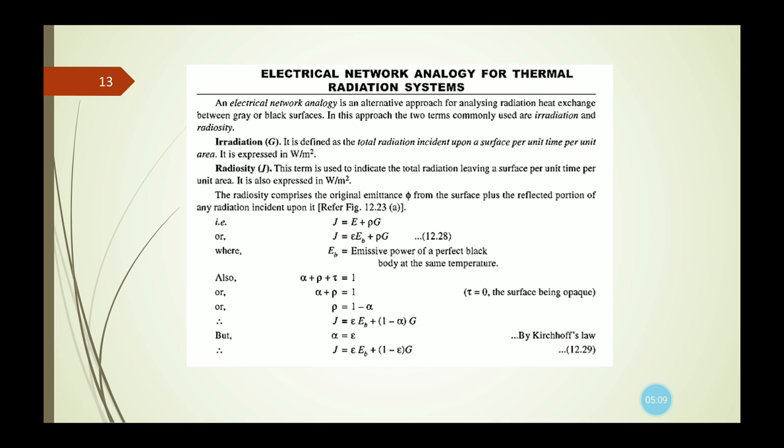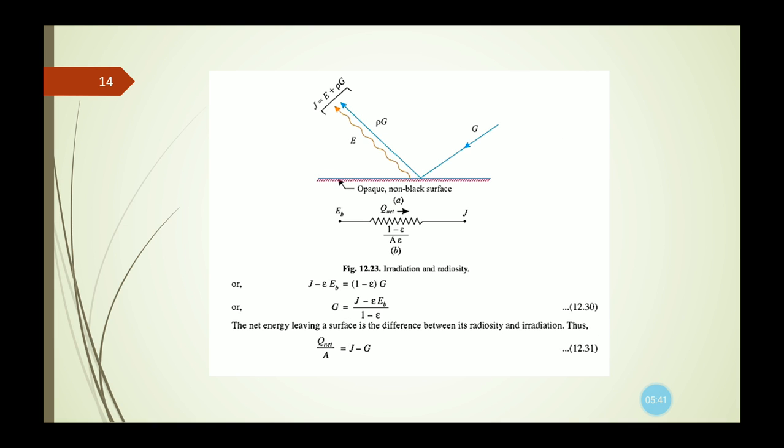Now if we apply Kirchhoff's law, which states that absorptivity equals emissivity, and put the emissivity in place of absorptivity here, then the representation of radiosity is J equals epsilon E_b plus (1 minus epsilon) into G. Here you can see the diagram we are discussing: capital G, the irradiation or incident radiation, is falling on the surface per unit time per unit area, and J, the radiosity, is leaving the surface per unit time per unit area. This non-black surface is considered an opaque body, that means the transmissivity tau equals 0.